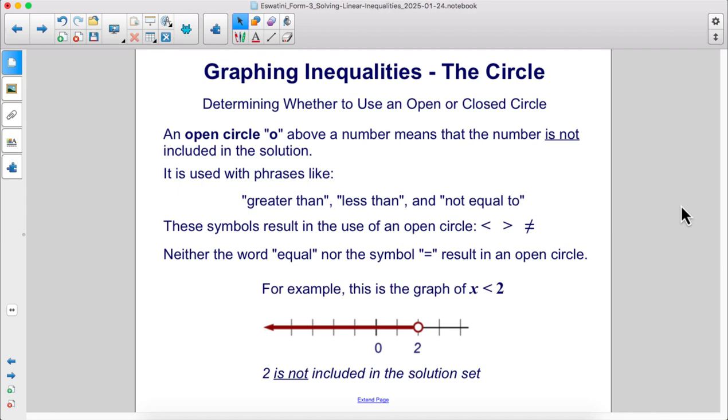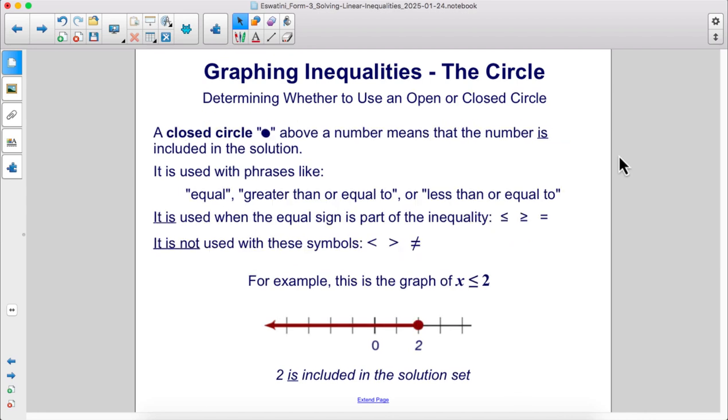Determining whether to use an open or closed circle. An open circle above a number means that the number is not included in the solution. It is used with phrases like greater than, less than, and not equal to. These symbols result in the use of an open circle: less than, greater than, or not equal to. Neither the word equal nor the equal sign results in an open circle. For example, this is the graph of x is less than 2. It's an open circle because 2 is not included in the solution set.